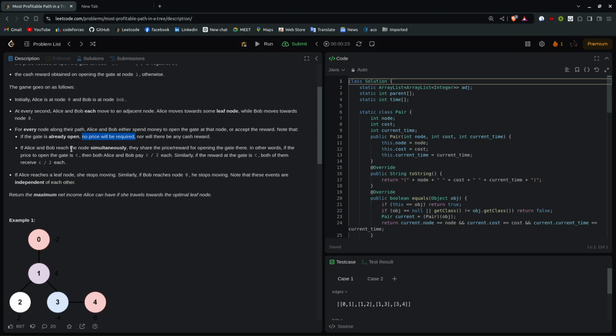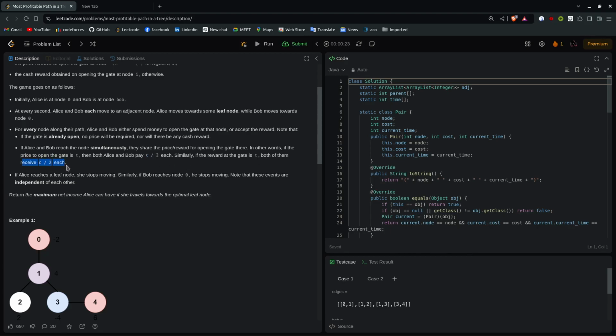And also, if Alice and Bob reach a node simultaneously, basically at the same time, they will share the price or reward for opening the gate there. In other words, if the price to open the gate is C, then both Alice and Bob pay C by 2 each, and this is the reason why amount[i] is given as even, so that we can evenly divide the amount between both of them. Similarly, if the reward at the gate is C, both of them receive C by 2.